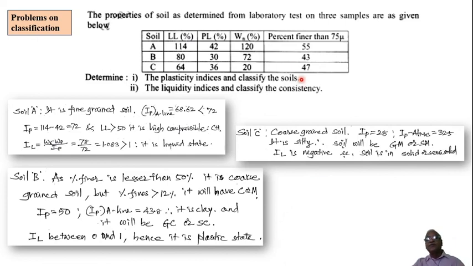Soil C, again looking at 47%, it is coarse grained soil. IP is 28. The A line value is 32.5, so it is below. That's why it is silty. Soil will be again GM or SM. IL is negative, indicating that the soil will be either in solid or semi-solid state.